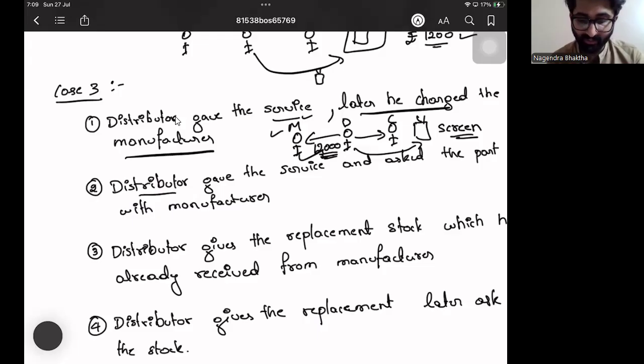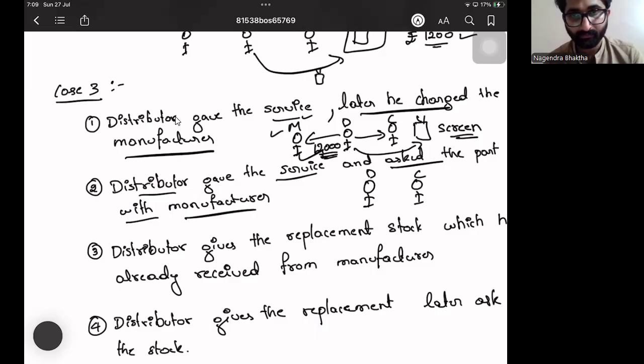Next case. The distributor gave the services and asked for the part from the manufacturer. Think there is a distributor and a consumer. The distributor replaced the worn out or spoiled part which needed to be repaired, given to the consumer. Later, that part is given by the manufacturer. He did not pay anything. The distributor got the part. Nothing. There is no supply at all.